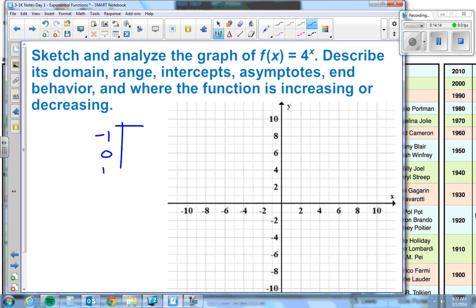Listen, this is really just one of the parent functions. Like I said, it's a whole family of parent functions. That is the parent function of the base of 4. So all I expect you to do is plug in 4 to the power of 0, the power of 1, and 4 to the power of negative 1, which is the reciprocal of 4. At those points.